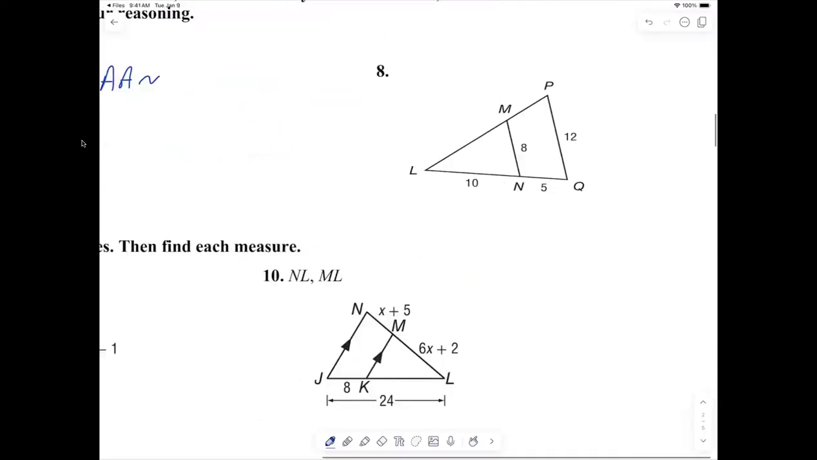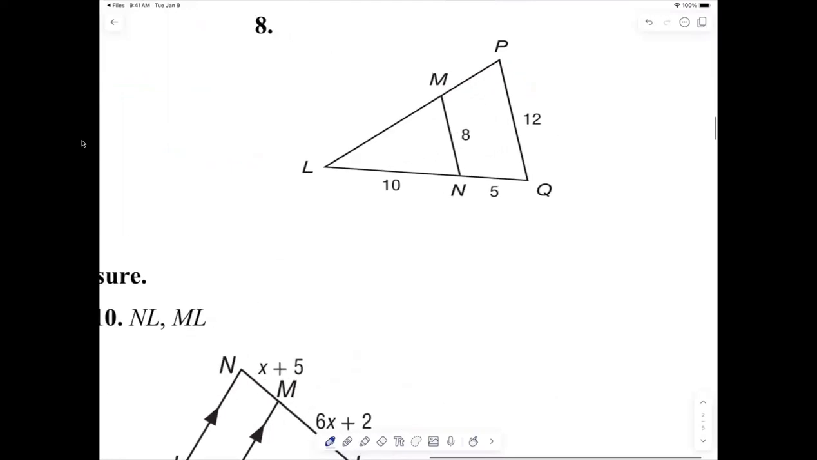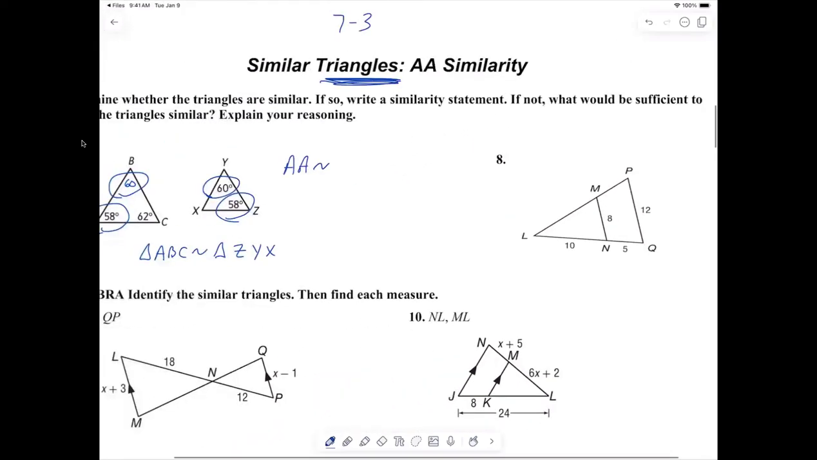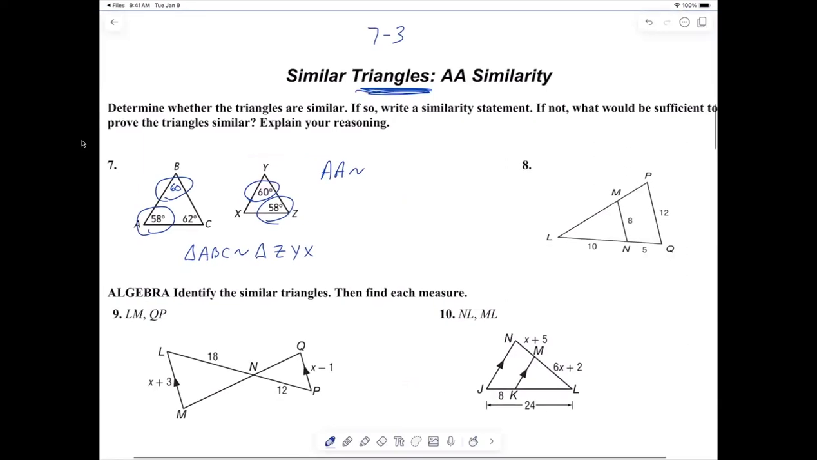All right, so let's look over here. All right. Now it says, determine whether the triangles are similar.